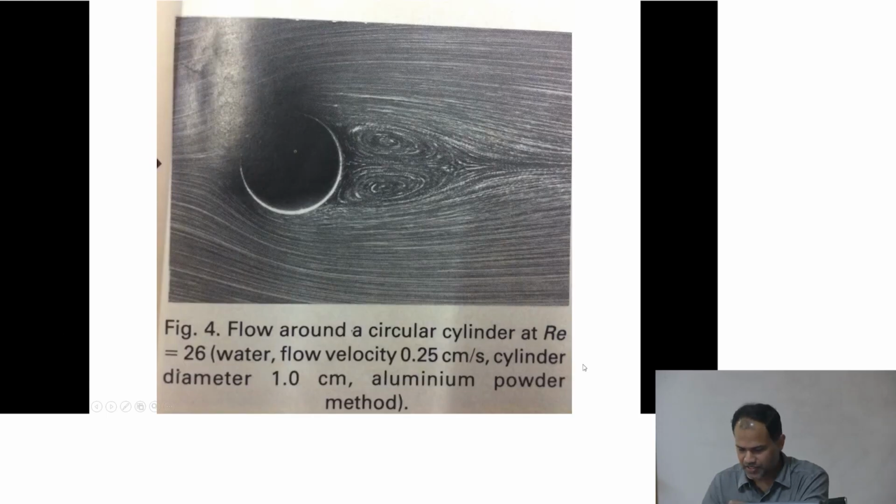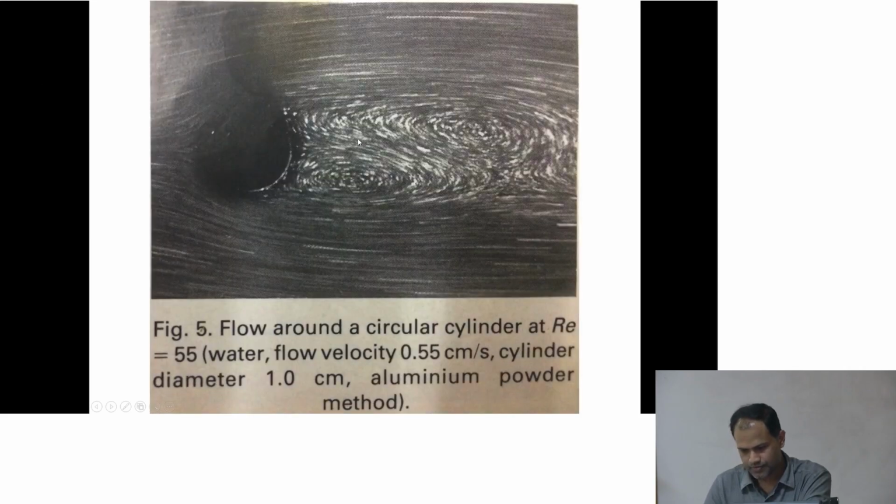Here is another picture which is at an even higher Reynolds number. So it basically comes and then it goes, and these vortices, these circulations, actually become bigger. And if you increase the Reynolds number further, which is 55, these vortices will dislodge from the cylinder, and then start going away.